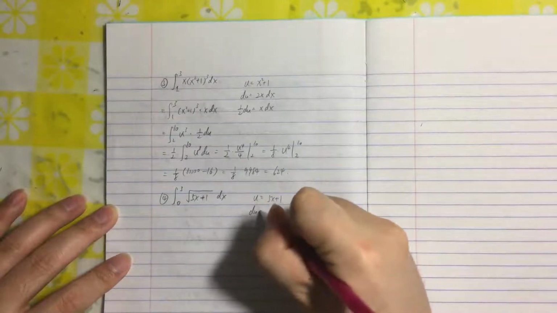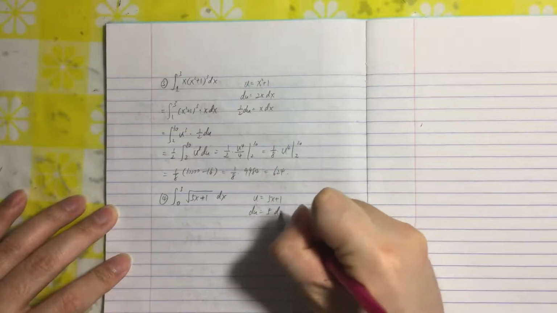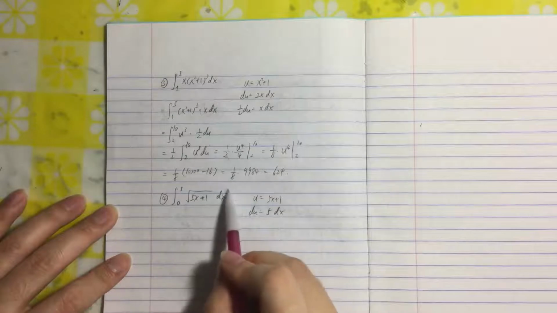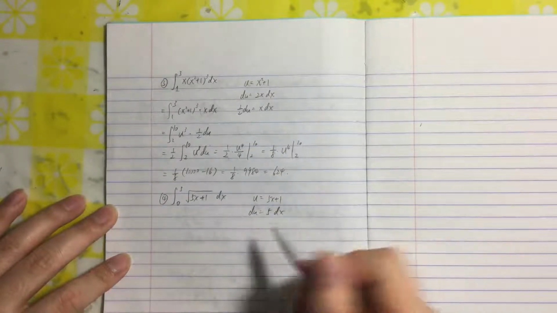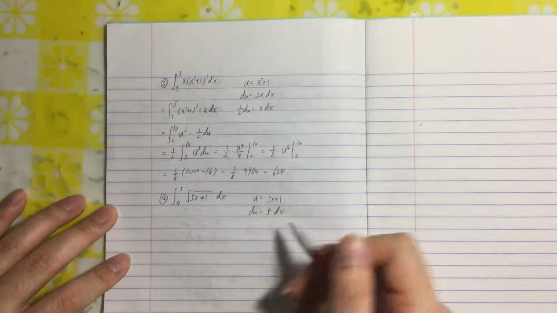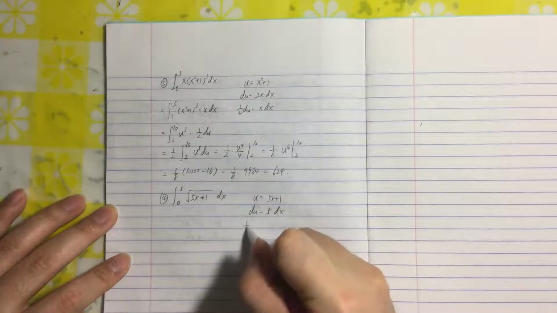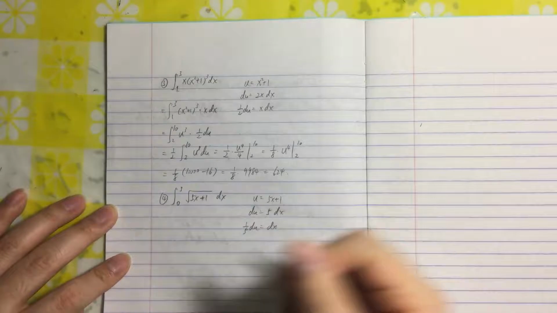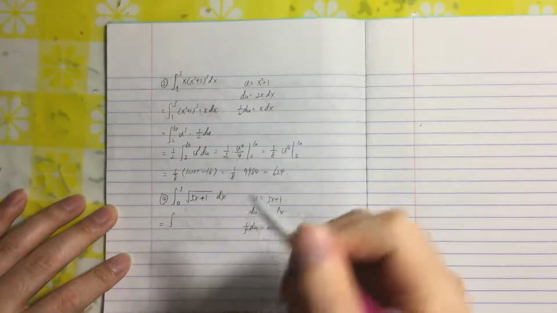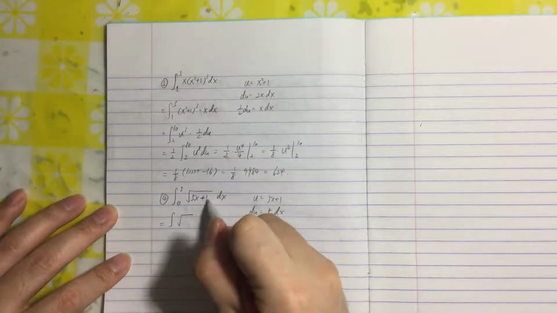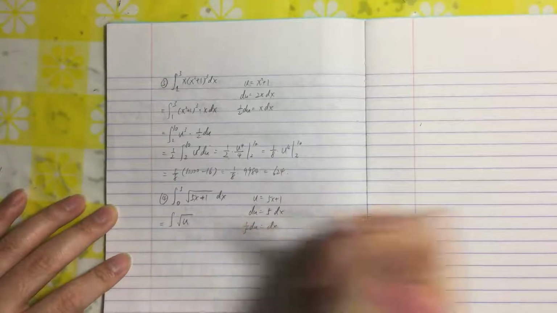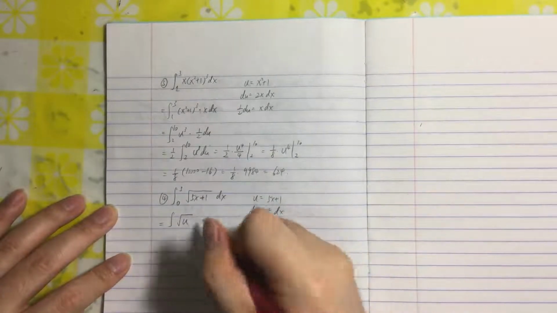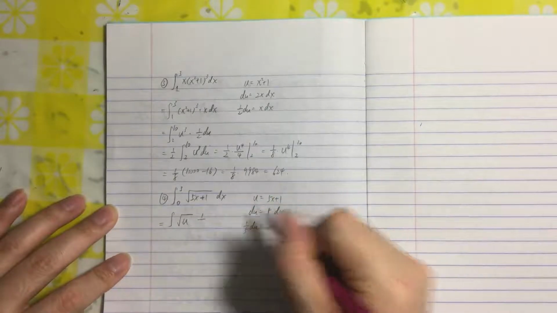Then find du. du is 5 times dx. We have dx here. We are missing a 5. So I can divide both sides by 5. I get 1/5 du equal to dx. Then I can substitute. 5x plus 1 is u. dx is 1/5 du.